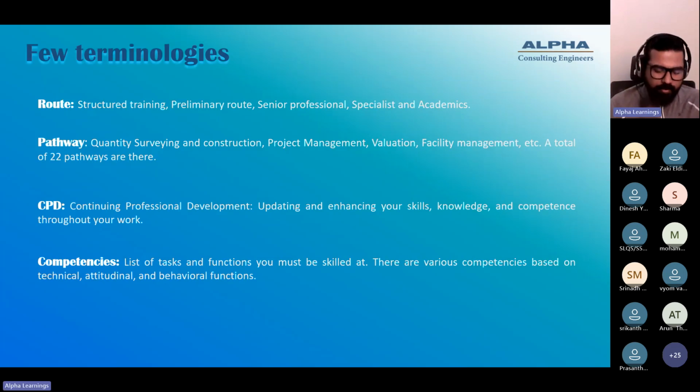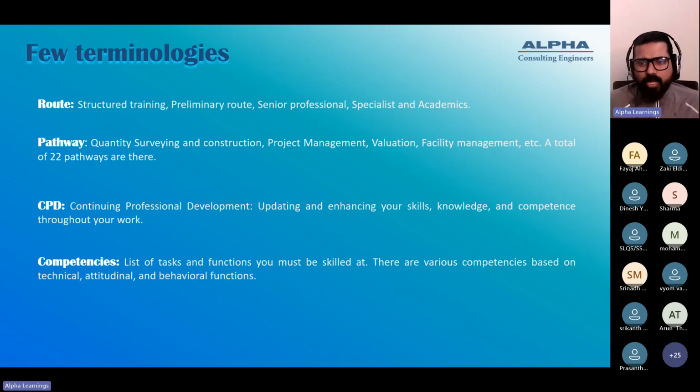A few terminologies that you must know. There are a few candidates who have not enrolled in RICS and who are new to the process. For the sake of all those candidates, I would like to explain a few terminologies like route, pathway, CPD, and competencies. So there are different routes to become MRICS. We have the structured route, preliminary assessment route, senior professional route, specialist and academic route. In the structured route and preliminary route, you need to write both summary of experience and case study, right? Whereas in the senior professional, specialist and academic routes, you just need to write and submit a case study.